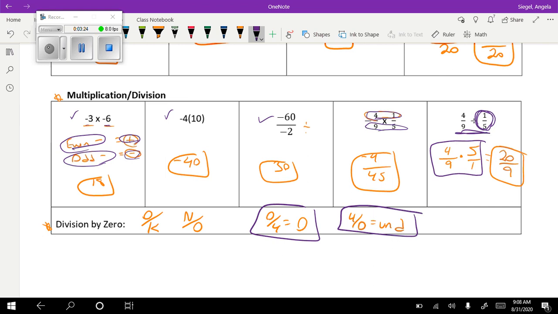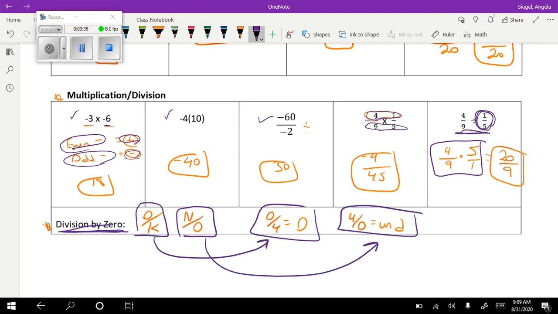And then the last thing I want to talk about is division by 0. 0 on top is okay. The 0 on bottom is no way. So if you have a 0 on top, that's 0. If you have a 0 on bottom, that's undefined.